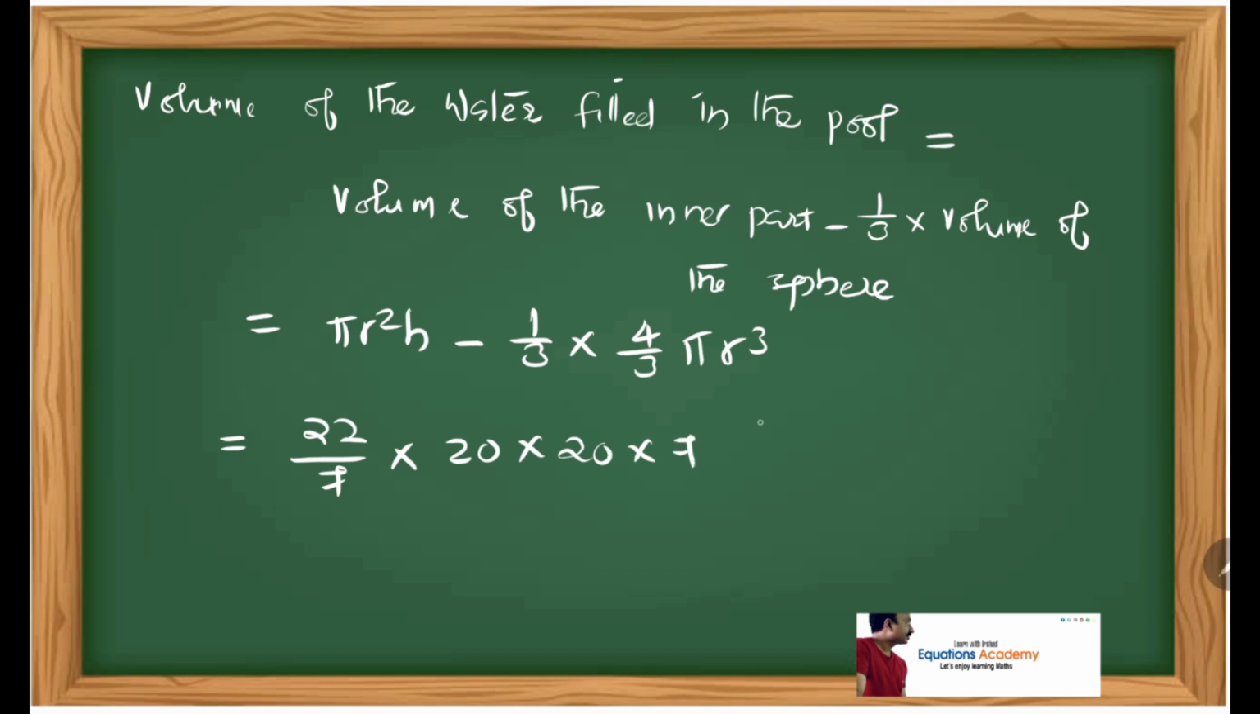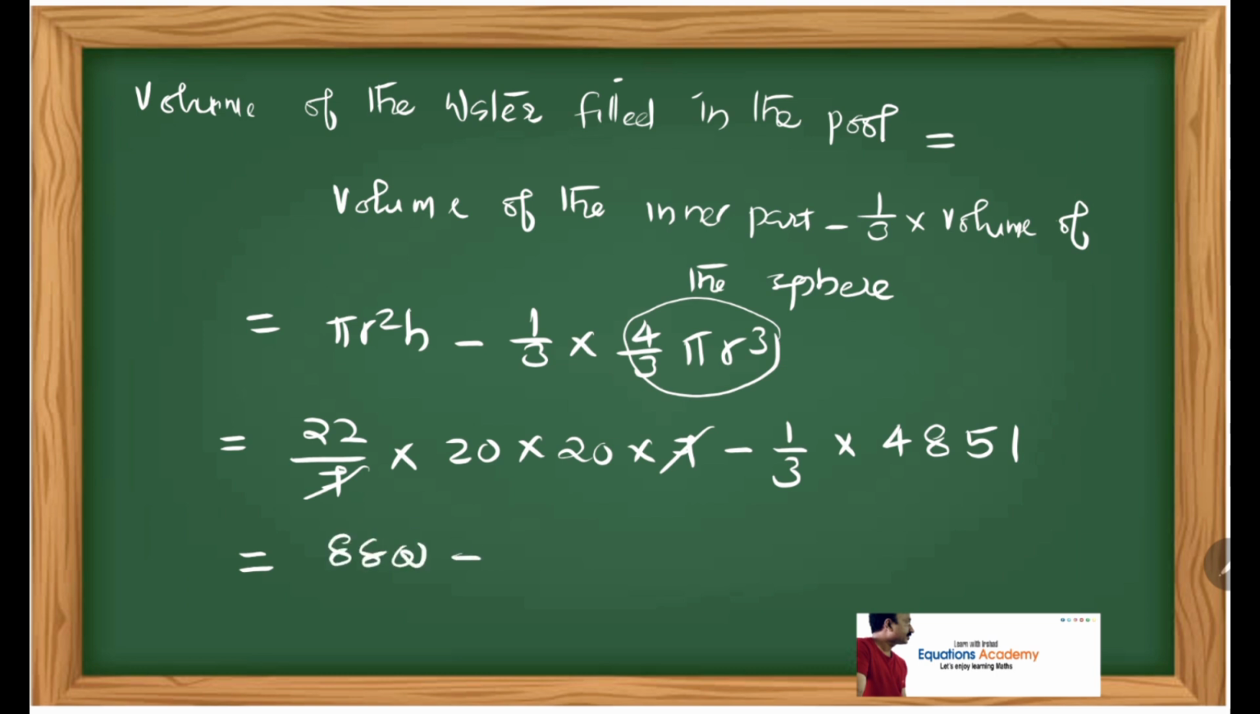So into 7, minus 1/3 into the 4/3 pi r cube, which we have already found as the answer of our second question, find the volume of the ball. It is 4,851. So 1/3 into 4,851. This is equal to 7 gone. 20 into 20 is 400. 400 into 22 is 8800.